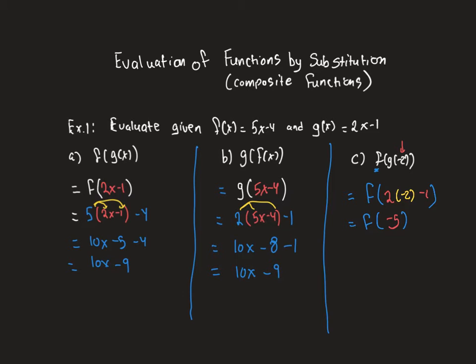So after all said and done, what am I actually substituting into f of x? Just the negative 5. So you're going to start with the 5. There's an x. That x turns into negative 5. And you're going to subtract 4. 5 times negative 5 is negative 25. Minus 4 is equal to negative 29. And that's it. That's evaluation of functions by substitution, aka composite functions.